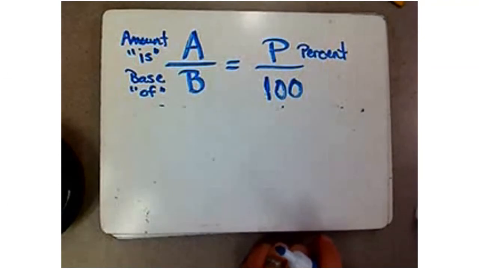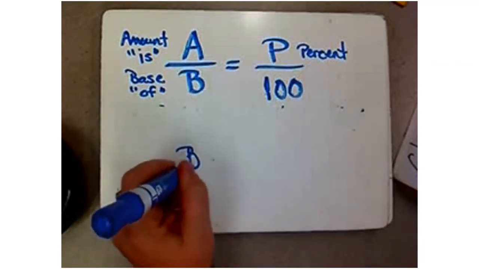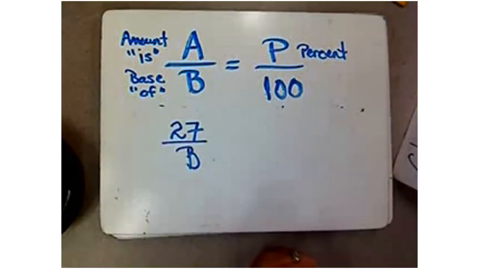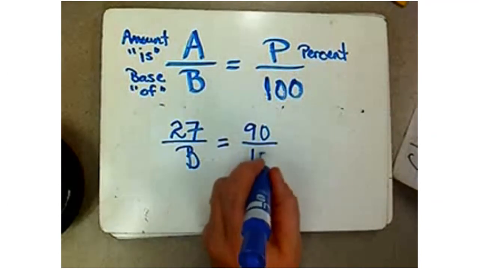So look at example number 2 on page 521. Miss D answered 90% of the questions on her mathematics exam correctly. If Miss D had 27 correct answers, how many questions were on the exam? So what's missing? It's all the questions on the exam, right? So the B is missing. She got 27 right of all the questions, and that was 90%, so 90 over 100.